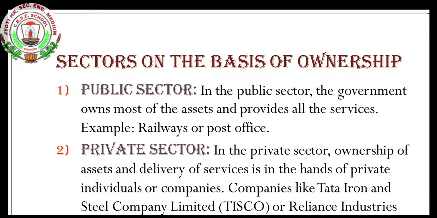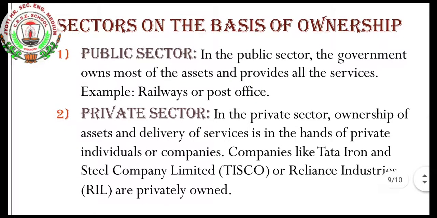Now, sectors on the basis of ownership: public sector and private sector. How many sectors are there? There are two sectors here, the public sector and the private sector. In the public sector, the government owns most of the assets and provides all services, for example, railway or post office. So this is governed or controlled by the government. That is what? Public sector. They provide all the services and facilities to the public, because that is the public sector, run by the government.